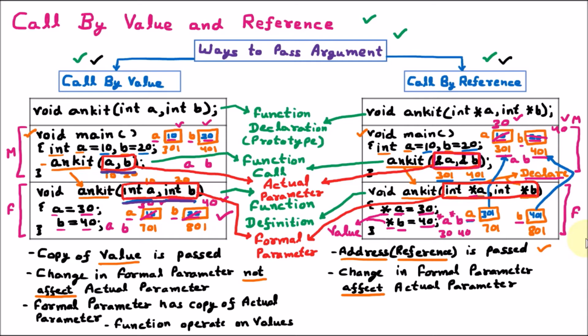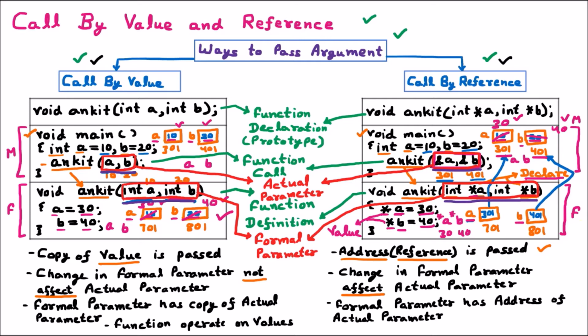Here we can derive one more point. We know that the formal parameters, which are part of the function, have the address of the actual parameters, which are part of main. So we can say that formal parameter has the address of actual parameter.